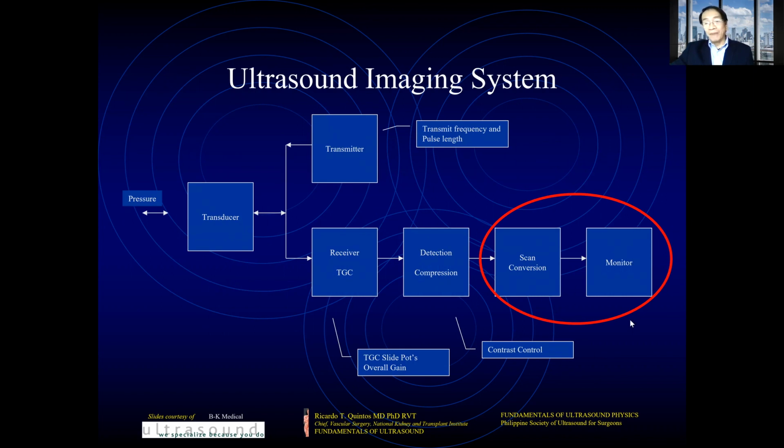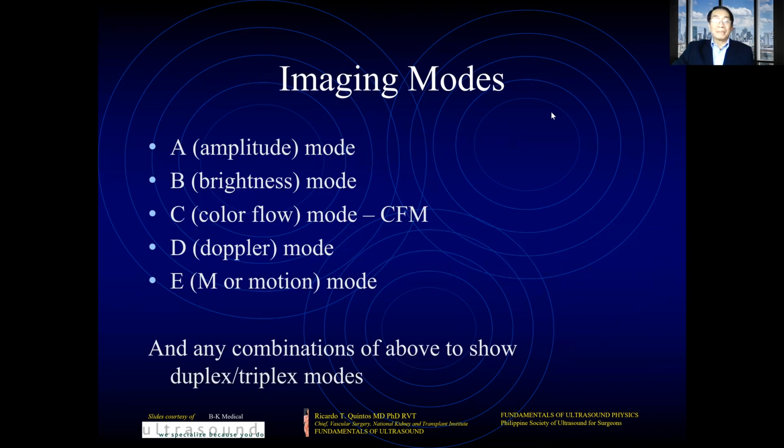So finally, we come now to the final component, which is the conversion of the electrical energy into light energy so that we can now see what the ultrasound echoes have been picked up. So there are a few different kinds of imaging modes. You have your amplitude mode, you have your brightness mode, you have your color flow mode, you have your Doppler mode, and you have your M motion mode. And then any combinations of the above will lead to the terminology of either a duplex or a triplex ultrasound.